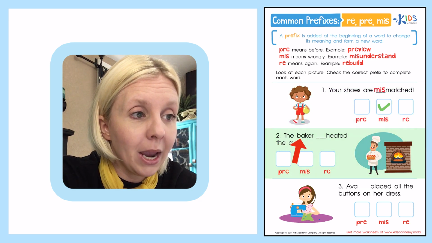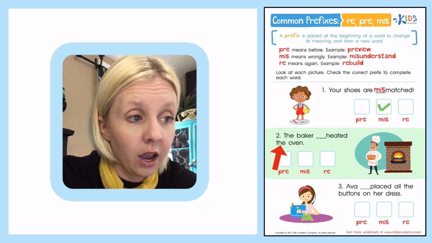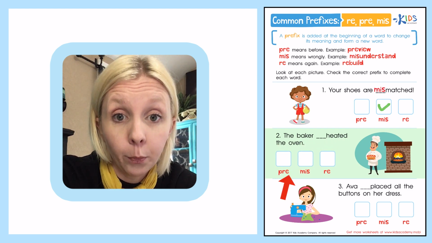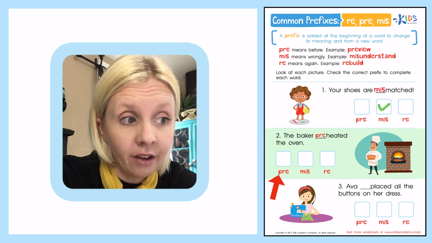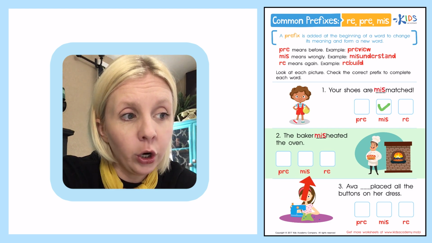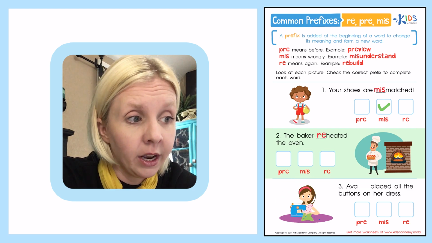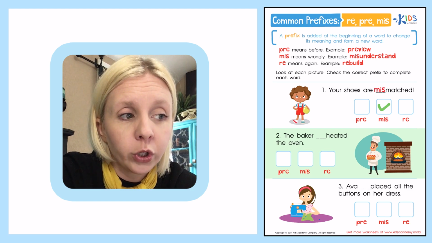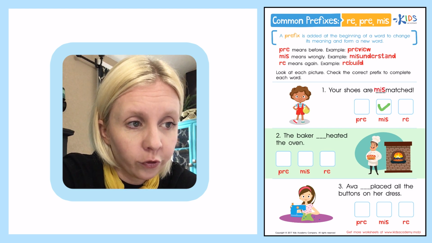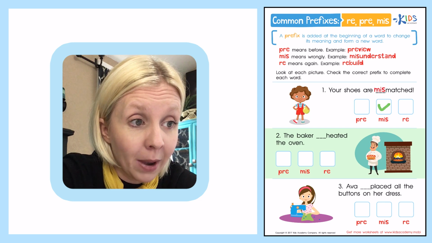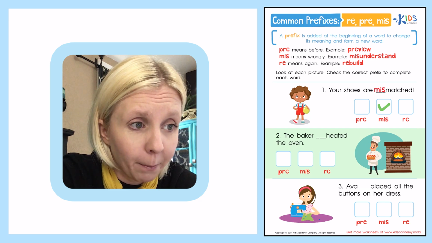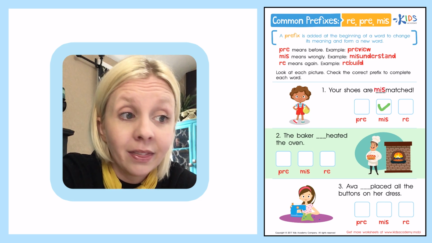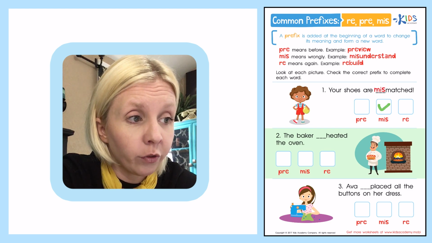Number 2 is the baker blank heated the oven. Did he preheat the oven, misheat the oven, or reheat the oven? Now, pre or re sounds right to me, but I'm not sure which one it is. So let's kind of look at the picture for help. It looks like our baker over here has maybe a pie or a pizza or something that he's wanting to put in the oven over here.